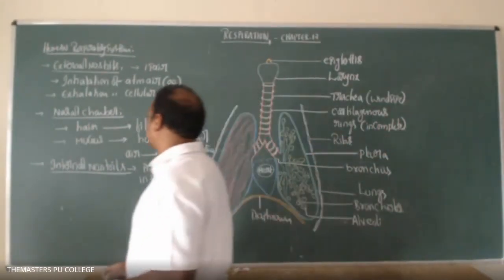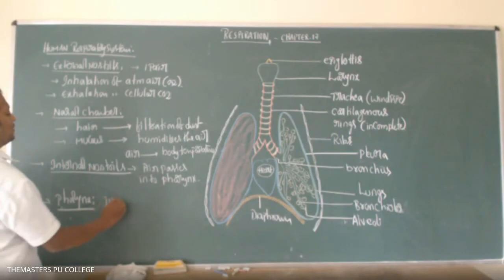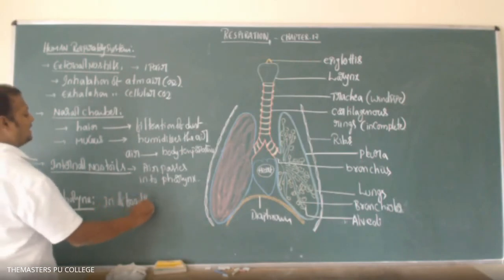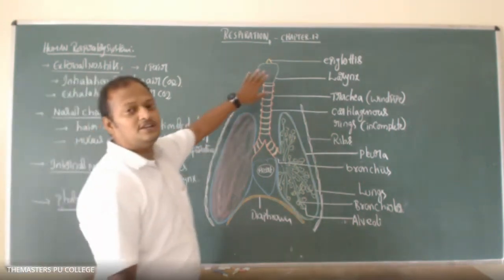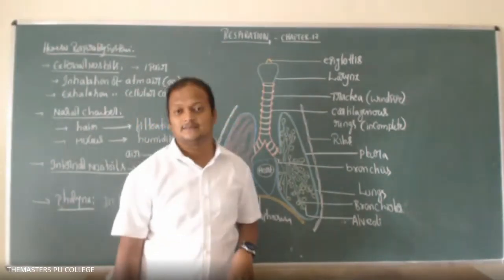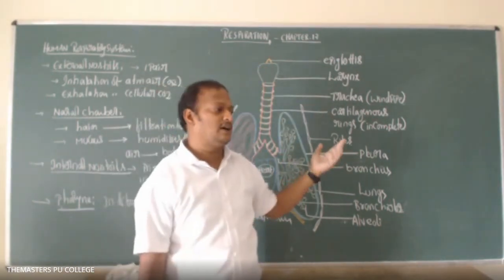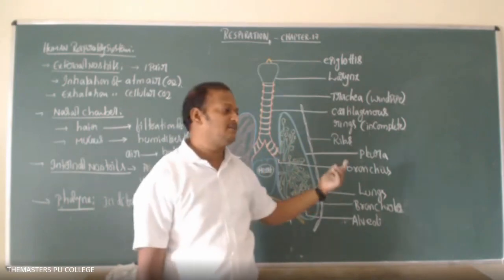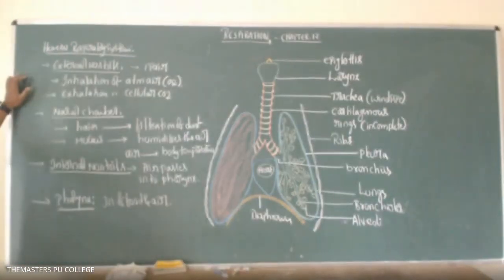Okay, students. So the pharynx comes in both the digestive system and the respiratory system. It is the junction of food and air, and the pharynx directly opens into the glottis part of the larynx. Air passes further into the larynx, trachea, bronchi, bronchioles, and finally enters the alveoli. Is this clear, students? Yes. Once again, I am revising these points.